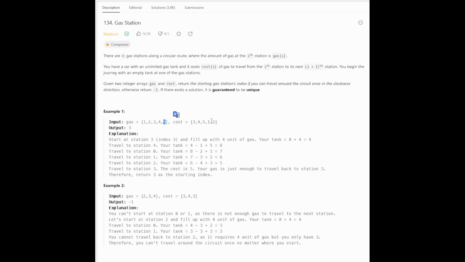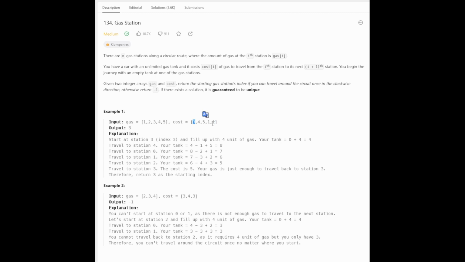So now that we're here, we have 3 gallons left over in our tank, and we can get another 5 gallons from this station. So we add those 5 to our existing 3 in the tank, and now we have 8. And then it costs us 2 to move in a circle to the next position.